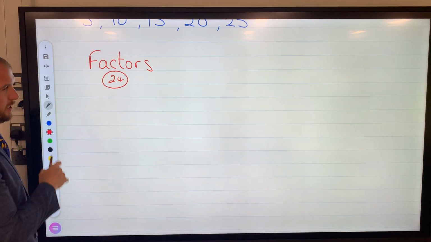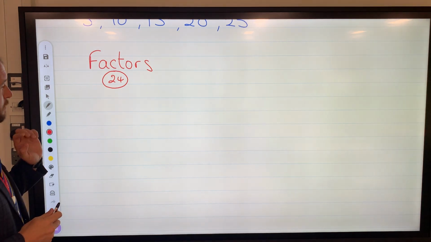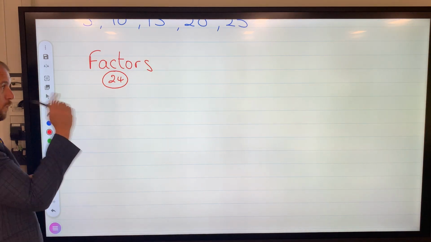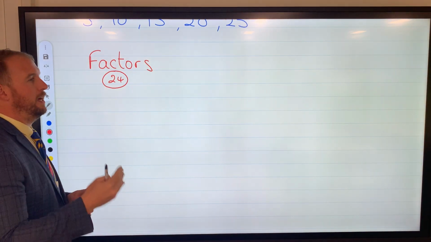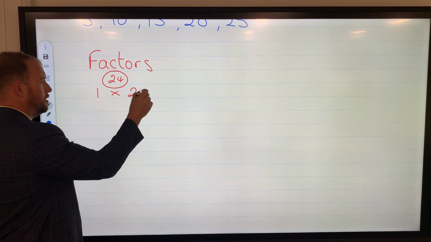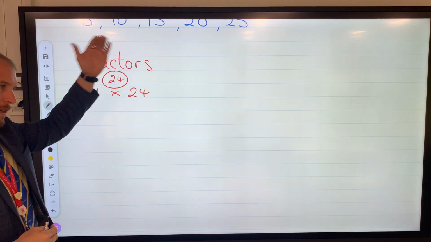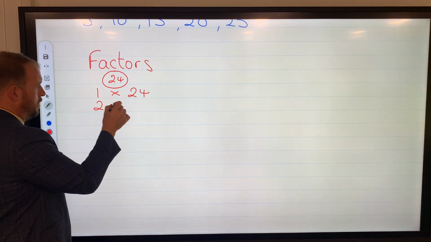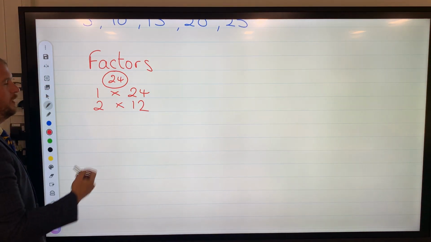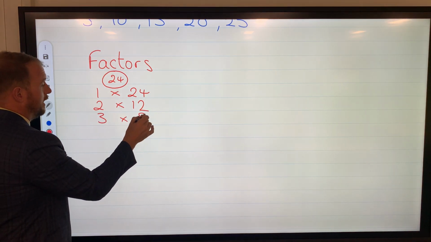I've seen various different methods over the years, and this method I was shown a few years ago, and I genuinely believe this is the best one for calculating factors. What number goes into every number in the world? 1. 1 times 24. Start with 1. Right, so we've worked out how many 1s go into 24. Now let's try 2. 2 goes in because it's even. 2 12s are 24. Let's try 3. Does 3 go in? Yes, it does. 3 goes in 8 times.